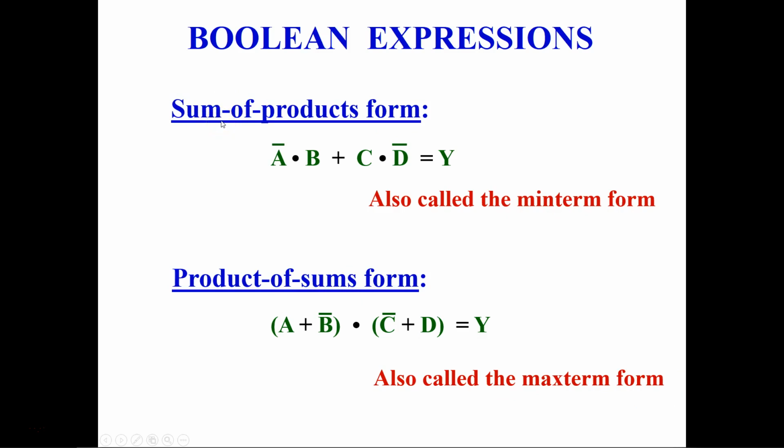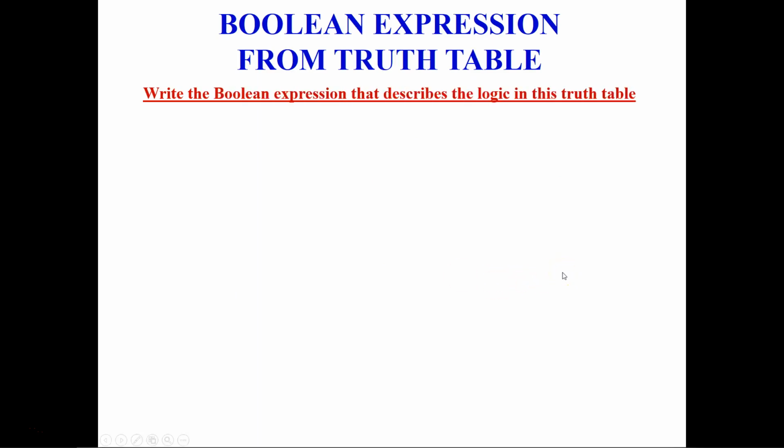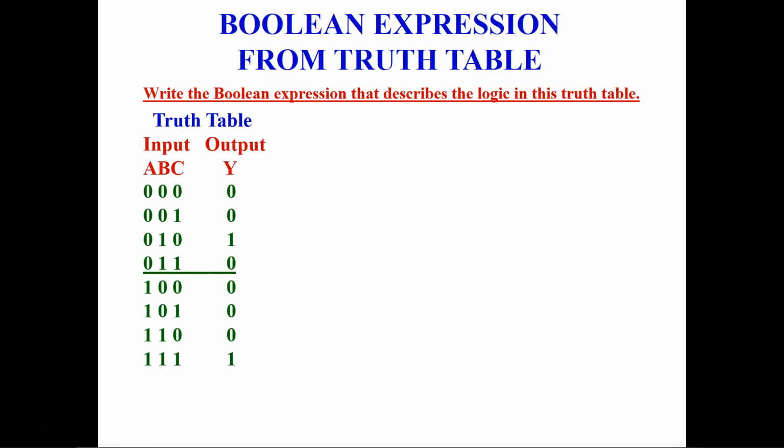sum of products. In some cases, you might see a short form used. For example, for sum of products, people use SOP, S-O-P. And for product of sums, they use POS, P-O-S. All right, now see how they are useful. Let's see here. We are going to write the Boolean expression that describes the logic in this truth table.